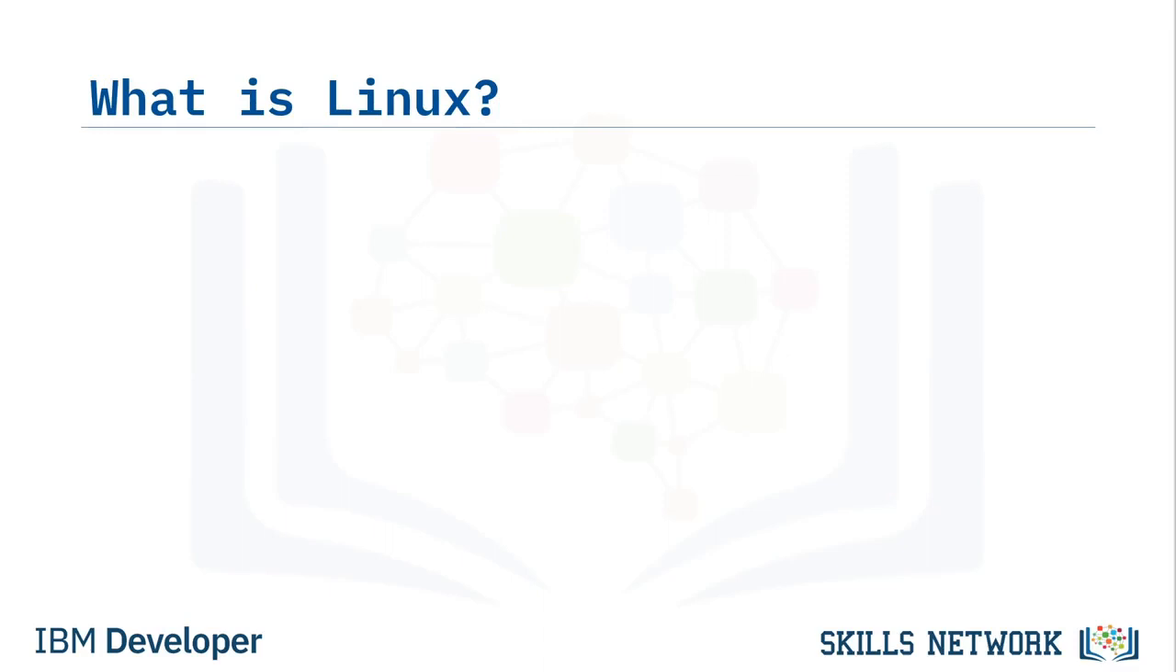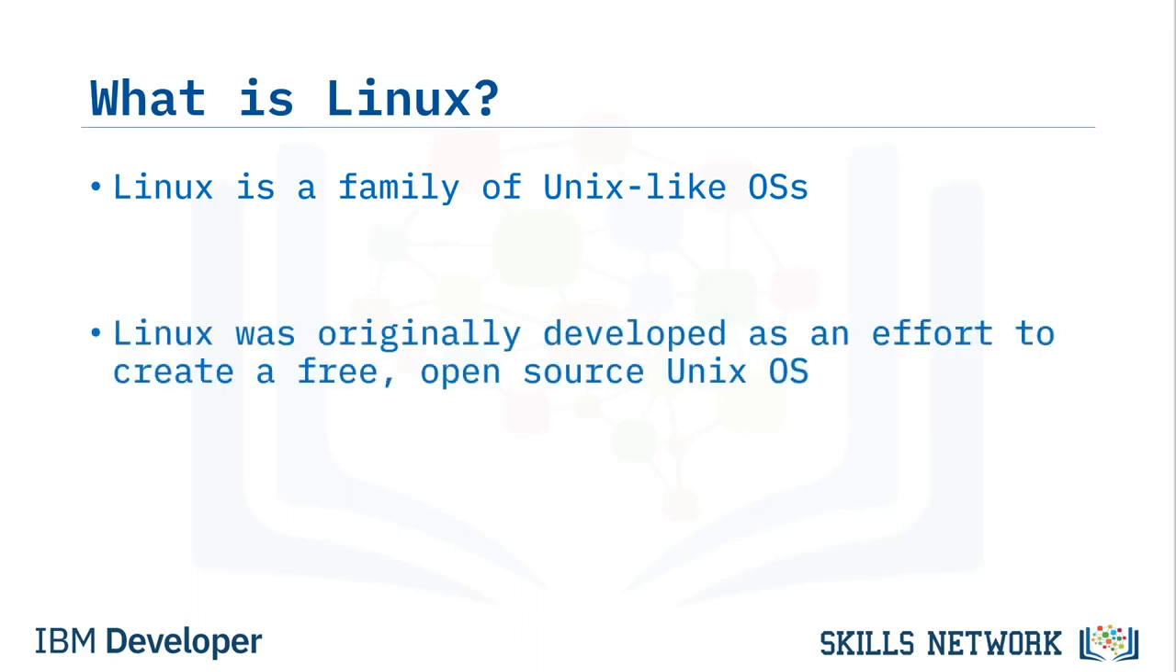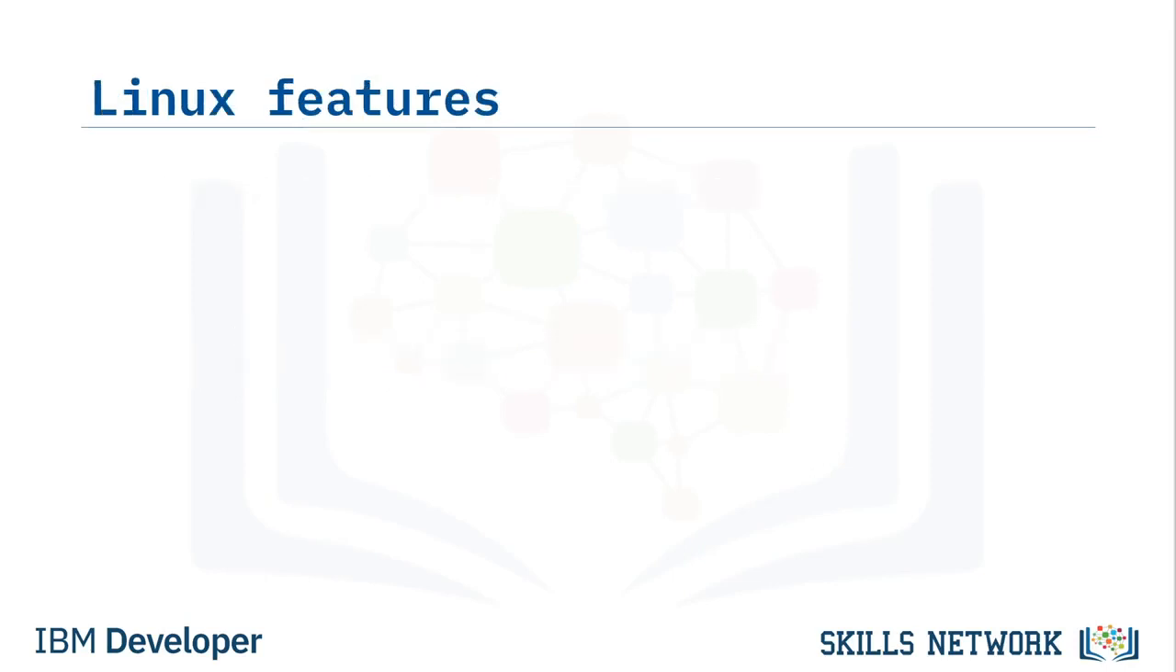So, what is Linux? Linux is a family of Unix-like operating systems. However, when referring to Linux, people are usually talking about a specific distribution or flavor. Linux was developed as an effort to create a free open-source version of the Unix OS. Key Linux features include the following. Linux is free and open source, which means anyone can view the source code. And with so many eyes on the source code, Linux has become the most secure OS over the years.